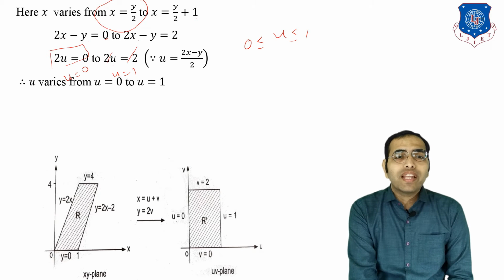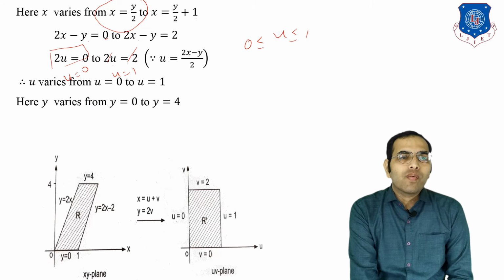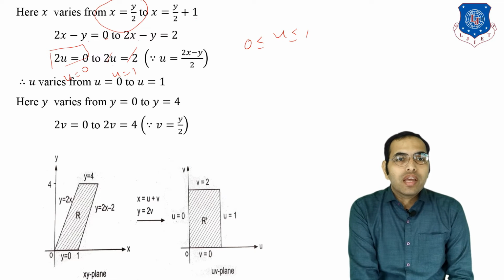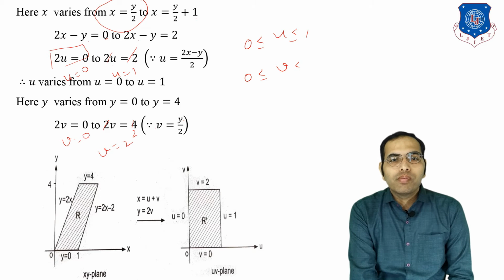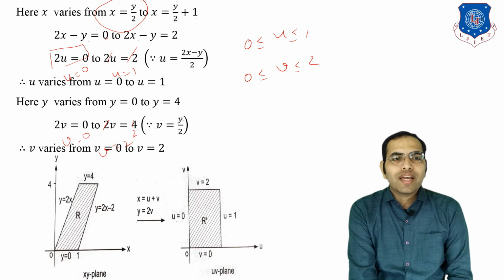Similarly, for finding the limit of v, y varies from 0 to 4, which is given in the question. Since v equals y by 2, y equals 2v. Then 2v equals 0, so we get v equals 0. Similarly y equals 2v, then 2v equals 4, the 2s cancel, then v equals 2. So v varies from 0 to 2. That is exactly how we find the limits of u and v.